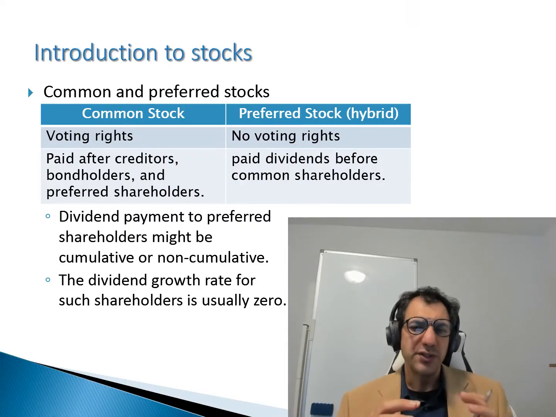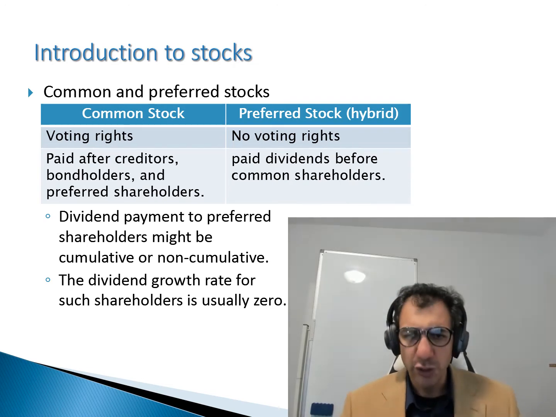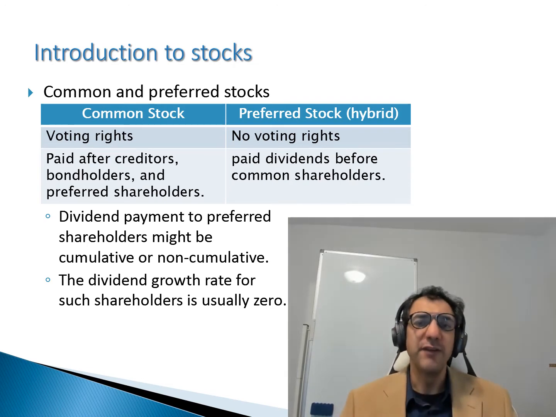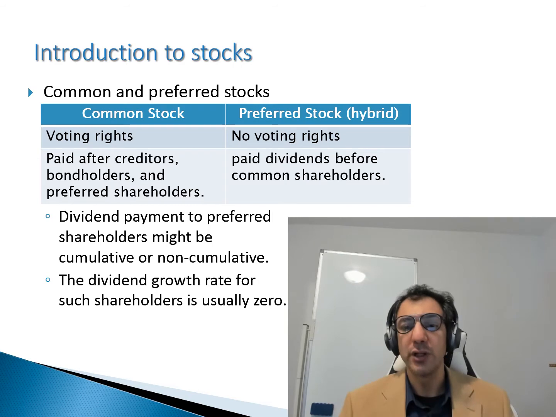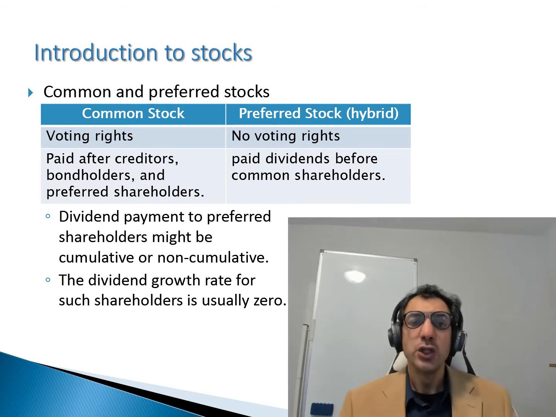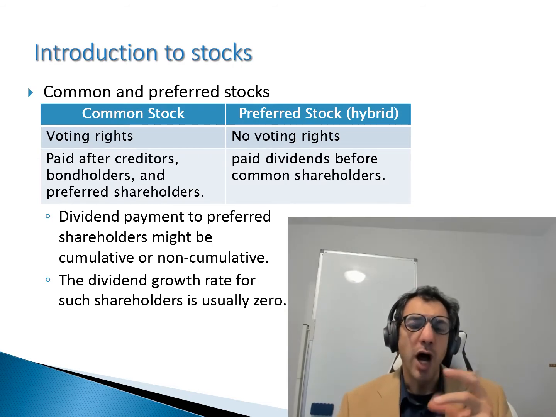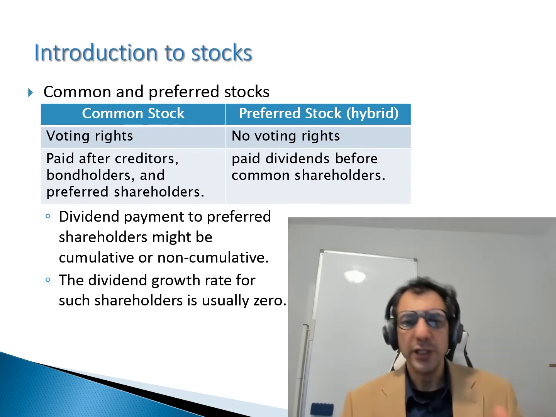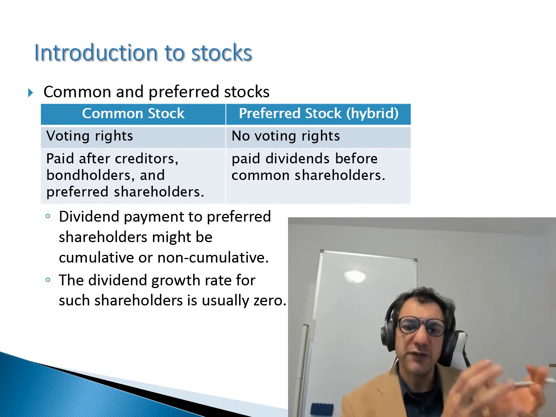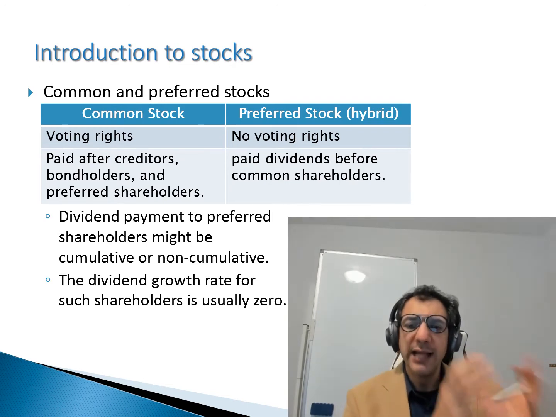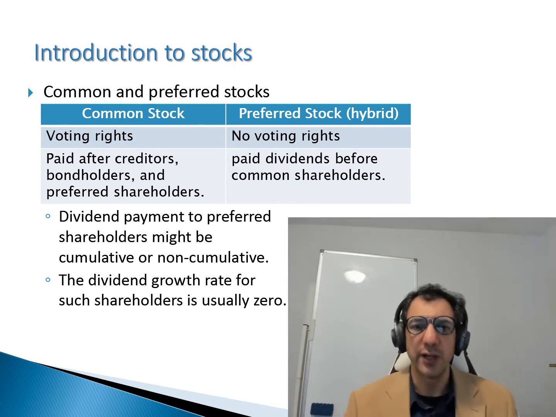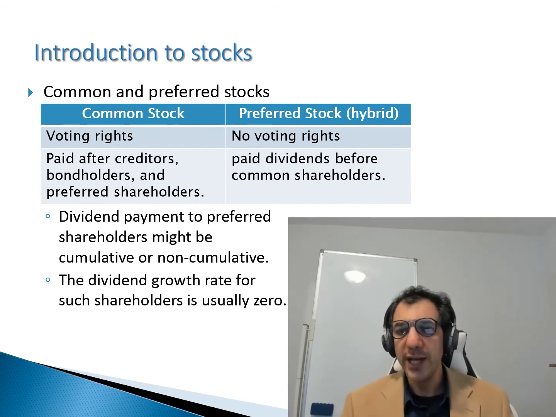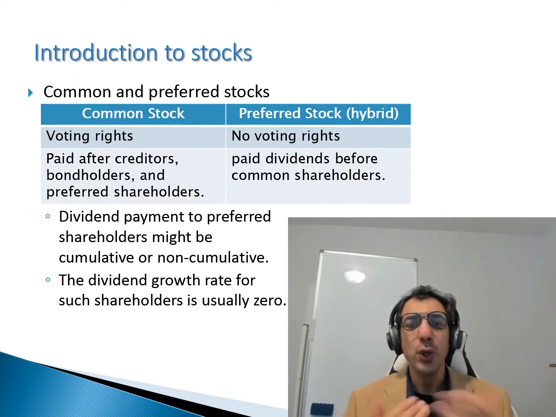When it comes to stocks, usually we're talking about common shares or common stocks. However, we have another form of stocks which are called preferred stocks. Preferred stocks have a more hybrid nature of a stock and securities. Why hybrid? Because they have some features which are very similar to debt or bonds, and they have some features which are similar to stocks. For example, similar to debt, preferred stocks have no voting rights.